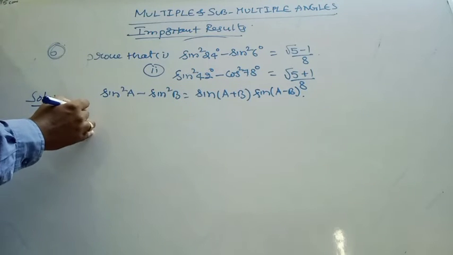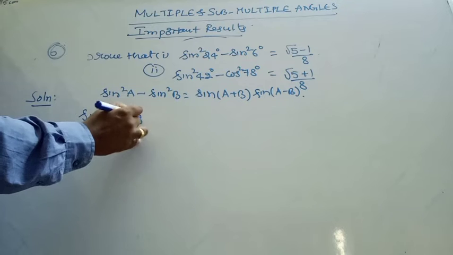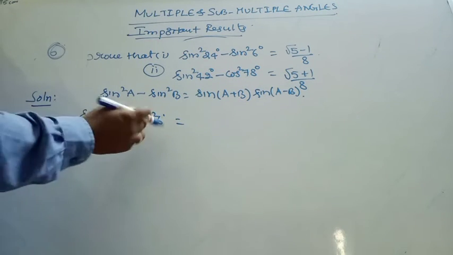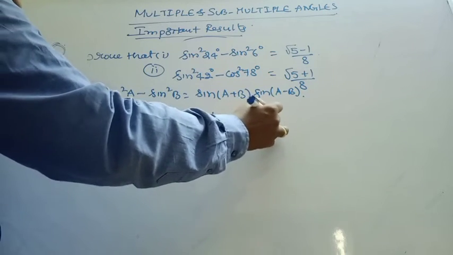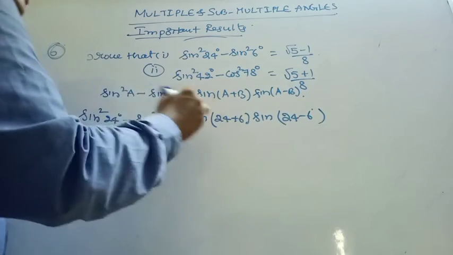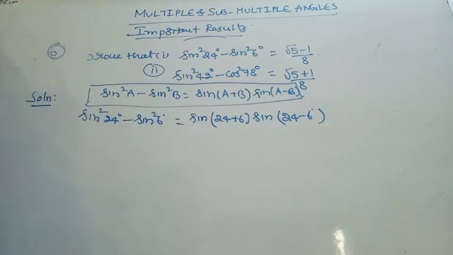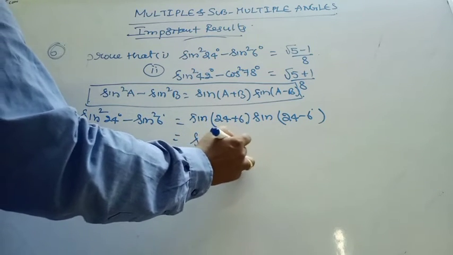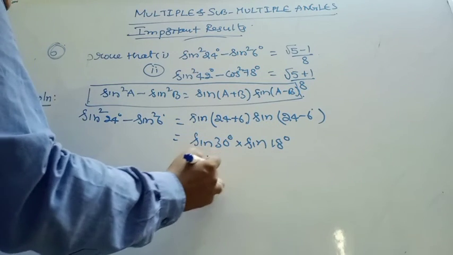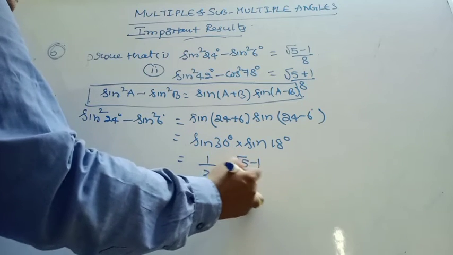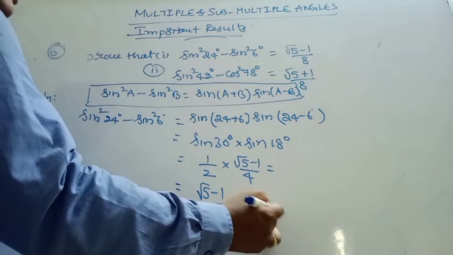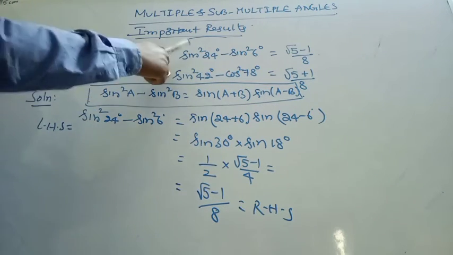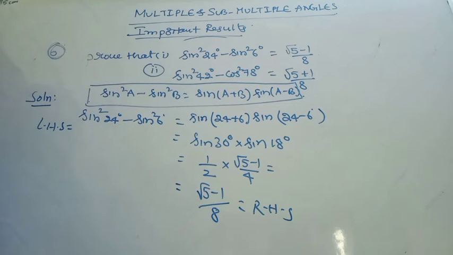Already we proved this. Now from this, sine square 24 minus sine square 6 degrees. In the place of a you have 24, in the place of b you have 6 degrees. This becomes sine (a plus b), that means sine (24 plus 6), and sine (a minus b), that is nothing but 24 minus 6 degrees, by using this particular result. Now this becomes sine 30 degrees into sine 24 minus 6, which is sine 18 degrees. This is 1 by 2 into sine 18 degrees, which is root 5 minus 1 by 4. Now from this we have got root 5 minus 1 by 8. This is the right hand side part. How beautifully we have got this problem. We took the left hand side, applied this result and got root 5 minus 1 by 8. See, my dear students, how nicely this problem works.